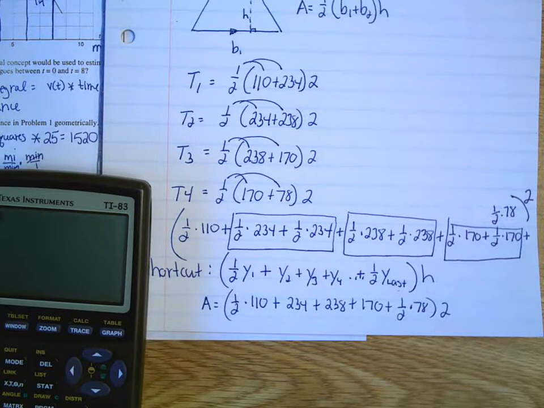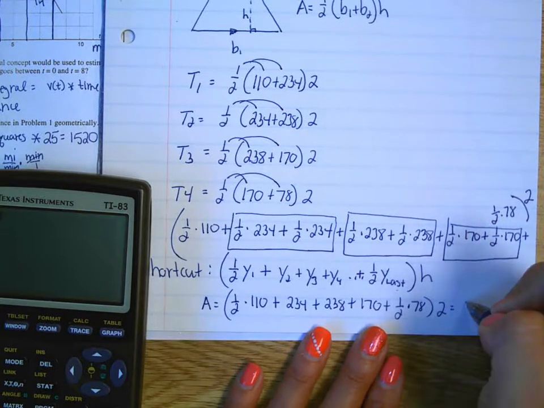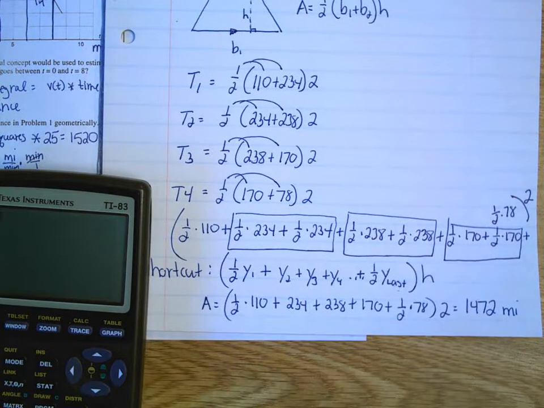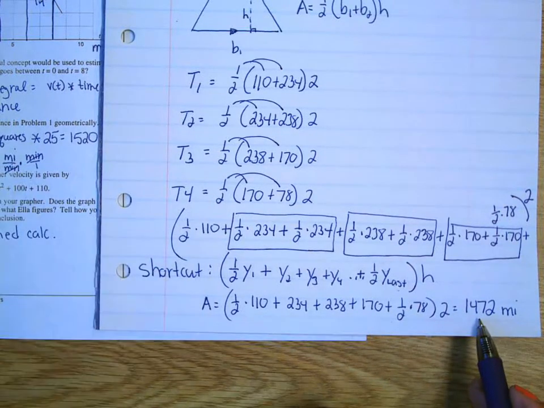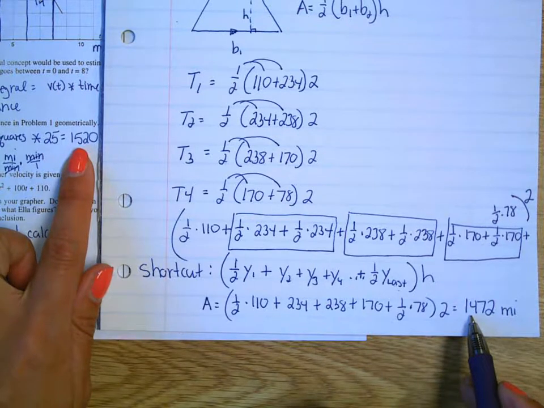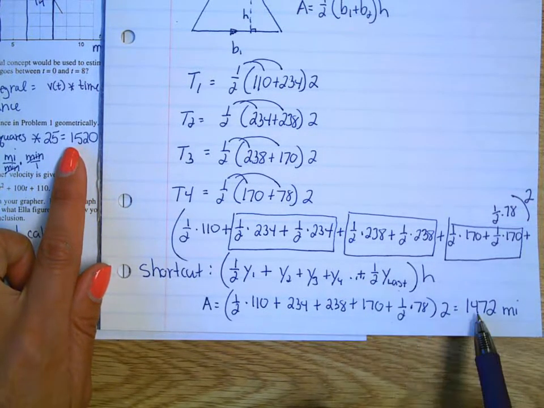something I don't have written down. Oh, I do. 1,472. And remember, our units are going to be miles. So if we compare that back to counting squares, we're a little off, but again, counting squares was kind of difficult and nobody can estimate the exact same way, but with this technique, we're all going to get the same answer.